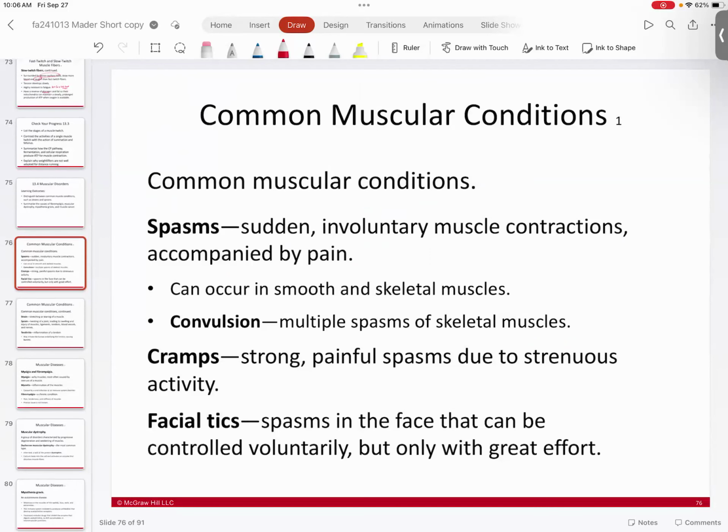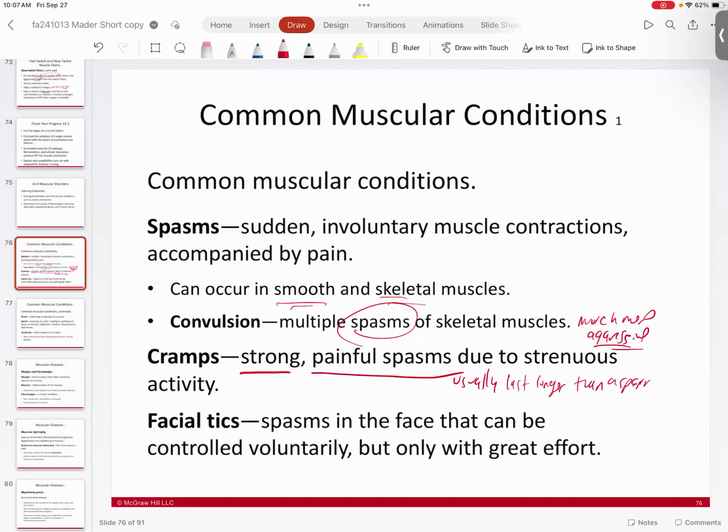Okay, so different types of muscle conditions. Let's take a look at the idea of spasms. A spasm simply is an involuntary muscle contraction, oftentimes, but not always, accompanied by pain. This can happen either in smooth muscle or in skeletal muscle. A convulsion is basically multiple spasms, and they tend to be much more aggressive. Now, a cramp is a strong, painful spasm due to strenuous activity, usually lasting longer than a spasm. It's kind of like a spasm that contracts but doesn't relax. In a spasm, it contracts and relaxes. A cramp is a more severe version of a spasm.